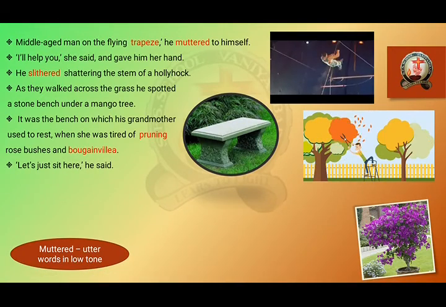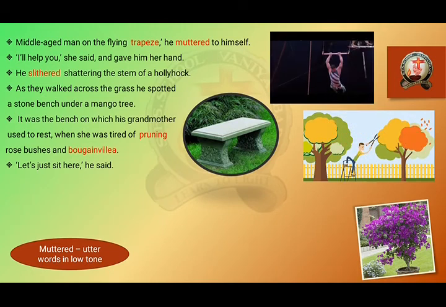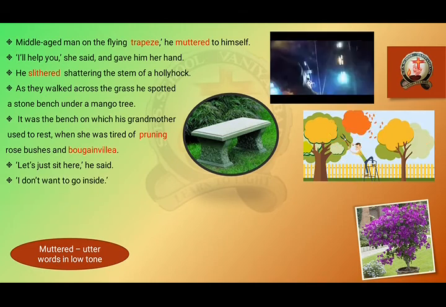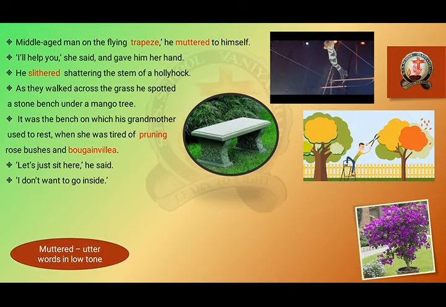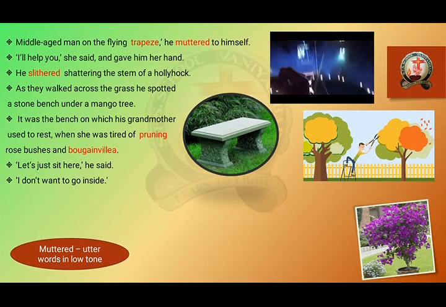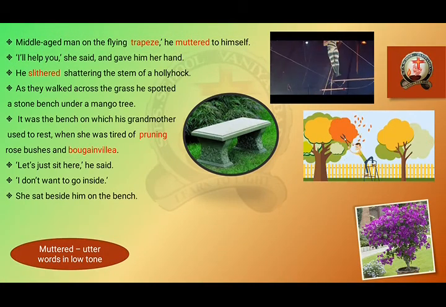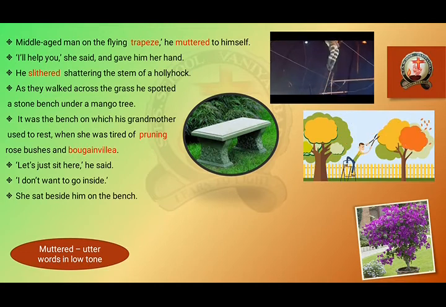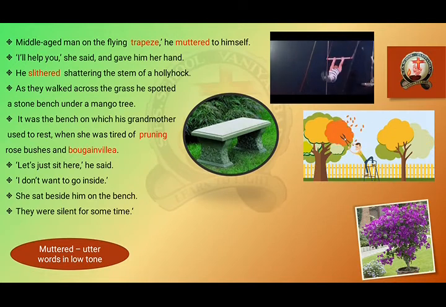And let's just sit here, he said. This man just wants to sit on the stone bench. I don't want to go inside. This man doesn't want to go inside the house. He just sat on the stone bench. And she sat beside him on the bench. This girl also sat near him on the bench, next to him. And they were silent for some time.